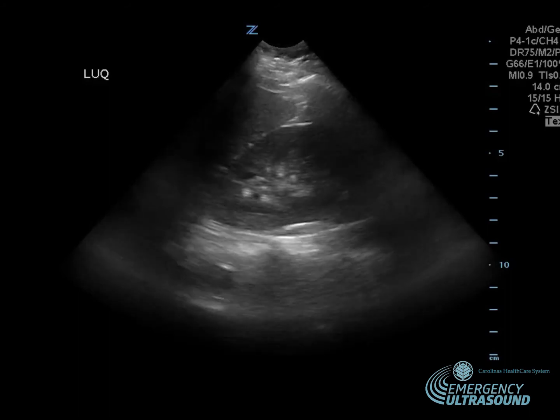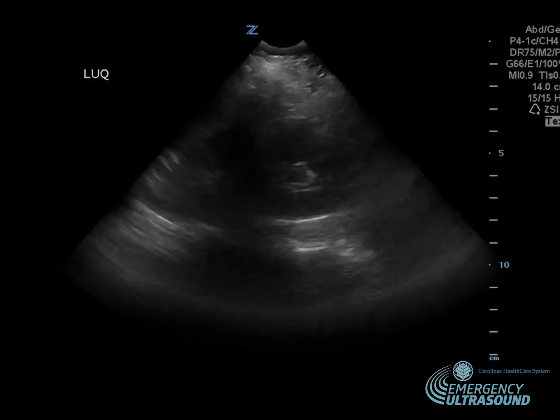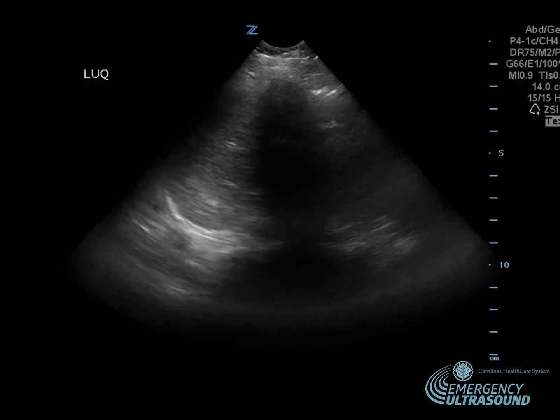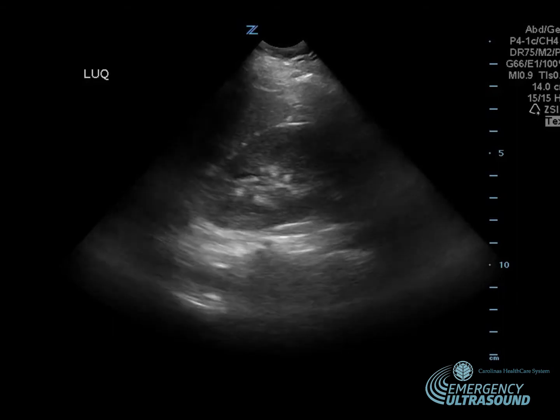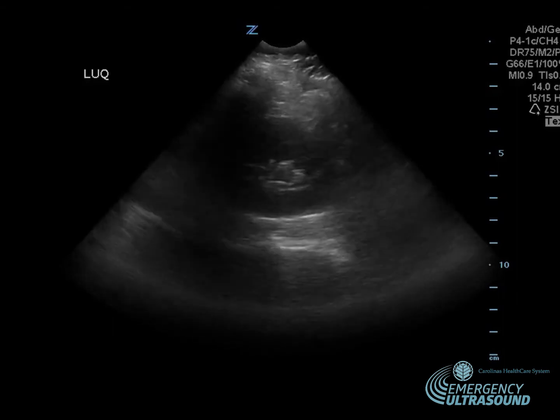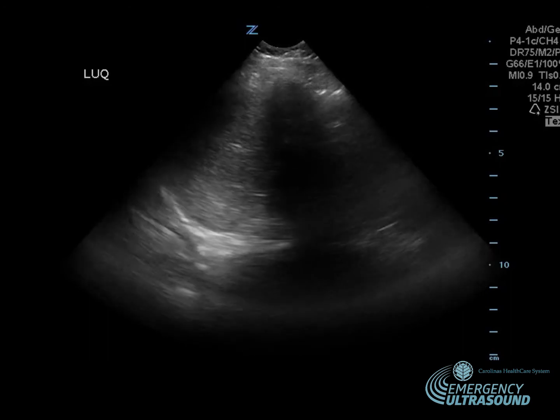Right here we're seeing our left upper quadrant or parasplenic view. We're seeing the kidney. We should be seeing spleen and diaphragm at the very beginning of the clip, and watch it come through.